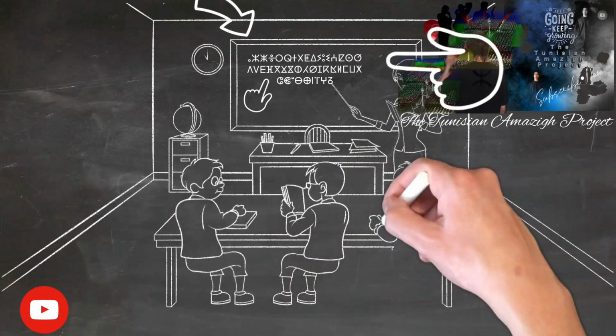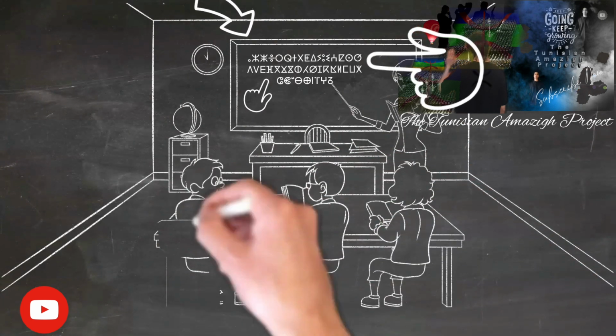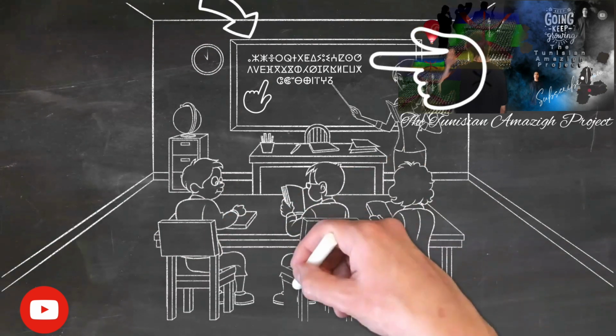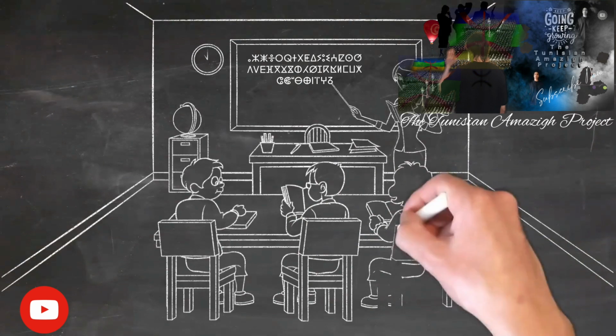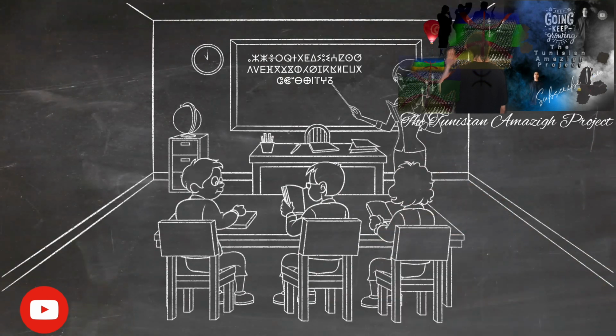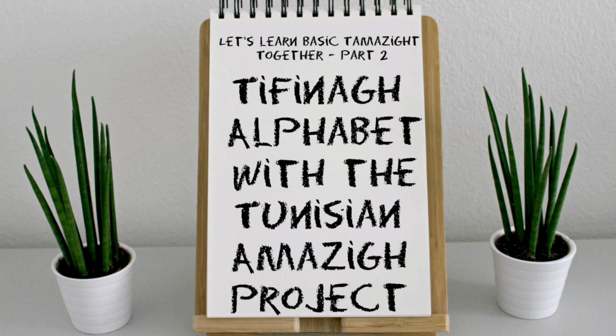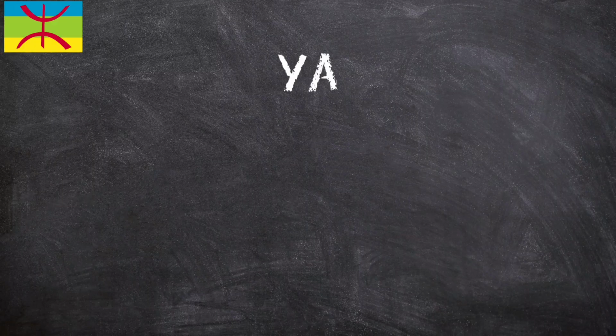If they even know or have heard of this language, these letters, this alphabet, it's amazing because it is very unique. Let's face it, it is unique. It is, as a matter of fact, the oldest alphabet in the world. And without any further interruption, let's start.